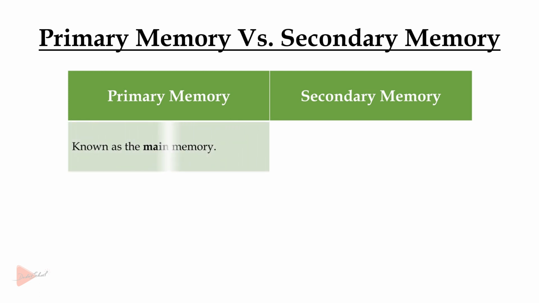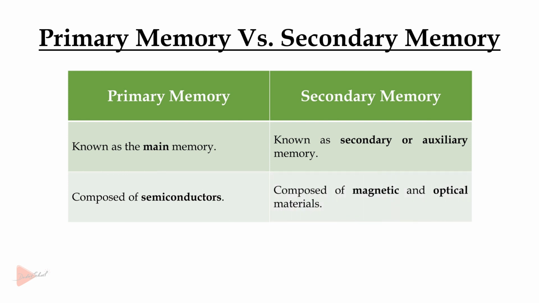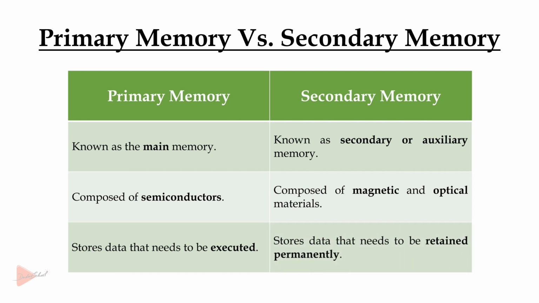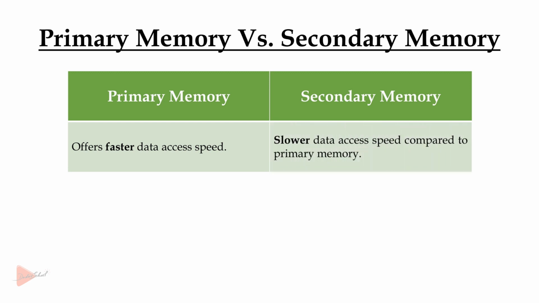Primary memory is often referred to as the main memory of the computer system, whereas secondary memory is known as the auxiliary memory. Primary memory is composed of semiconductors, while secondary memory is made up of magnetic and optical materials. Data that needs to be executed is stored in primary memory, whereas secondary memory stores data that needs to be retained permanently. Primary memory offers faster data access speed in comparison to the secondary memory.